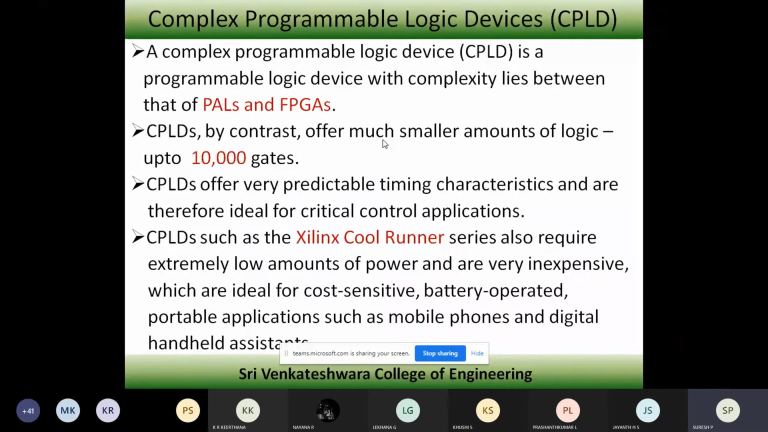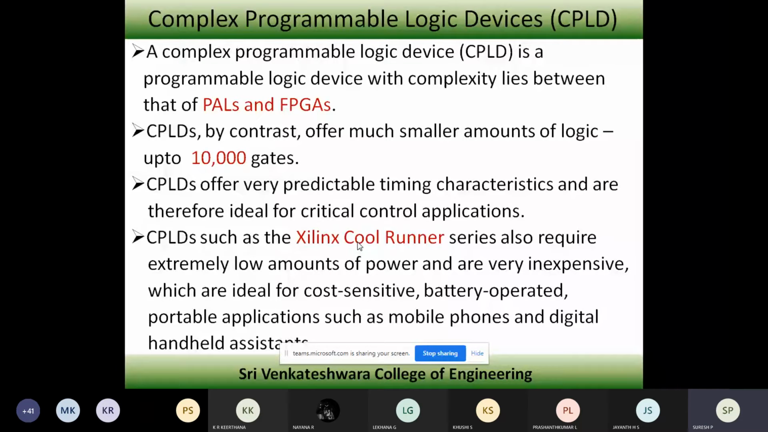Now, if we take the CPLDs, that is complex programmable logic devices, they offer a smaller amount of logic compared to field programmable gate arrays. In FPGAs, depending upon the manufacturer, the number of gates will be around 1000 to 5 lakh. But in your CPLD, compared to your FPGA, it is going to offer only a small amount of logic, around 10,000 gates.